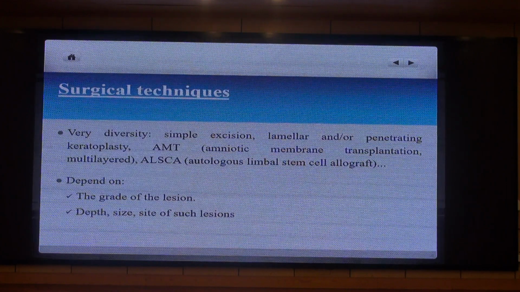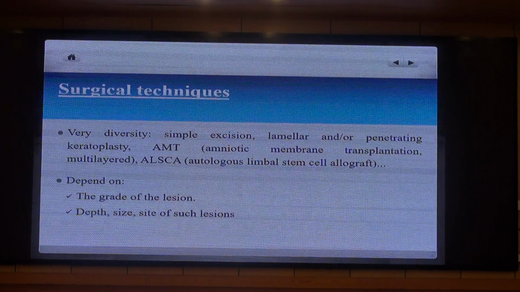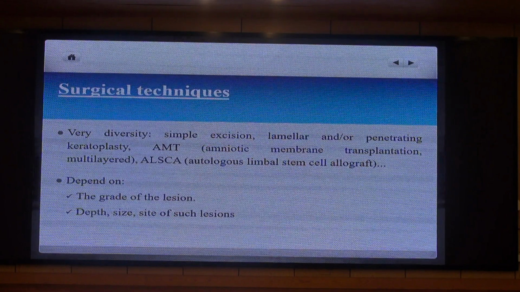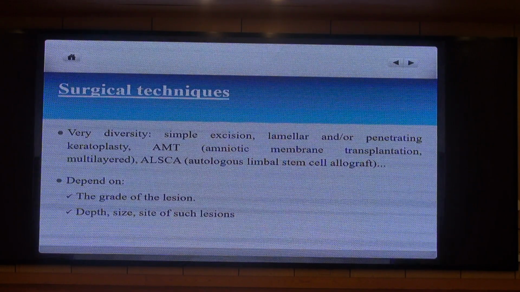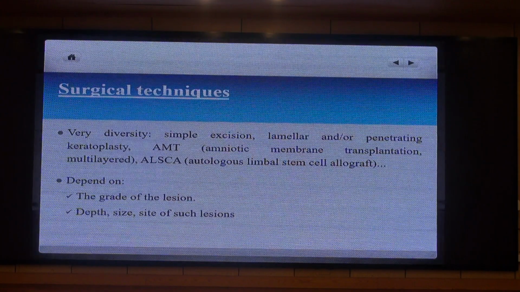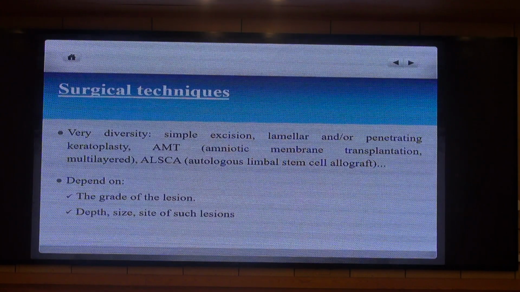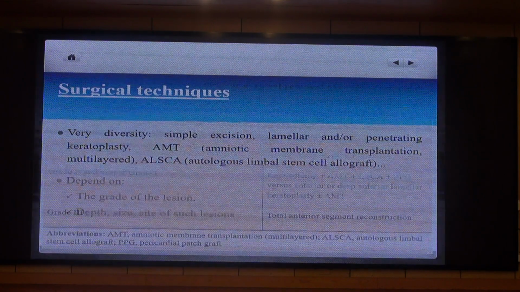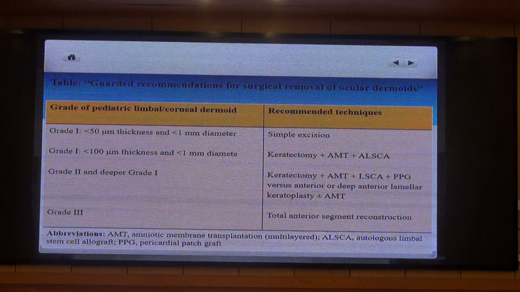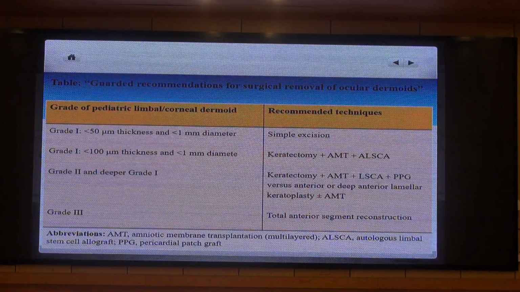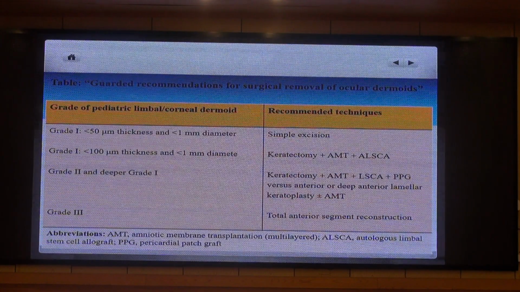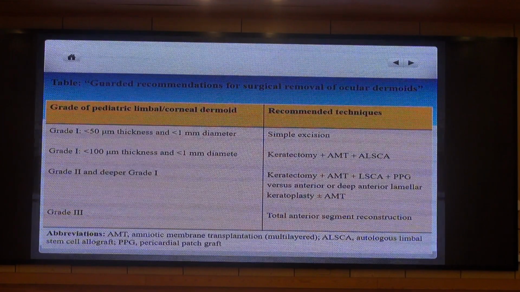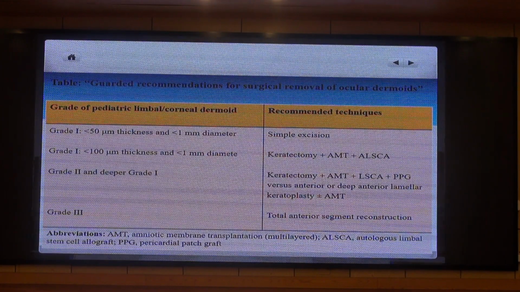The surgical techniques vary, like simple excision, lamellar or penetrating keratoplasty, AMT, ALSCA, autologous limbal stem cell allograft. That depends on the grade of the lesion, the depth and size of such lesions. Here at the top we can see the recommendations for surgical removal of ocular dermoid. It depends on the grade of the dermoid.